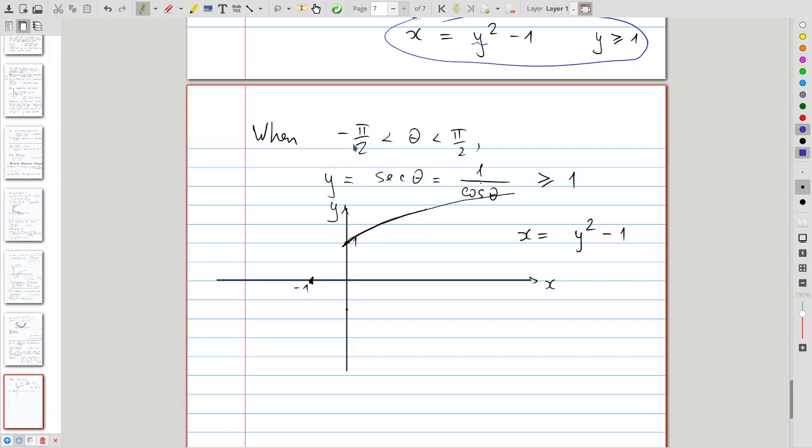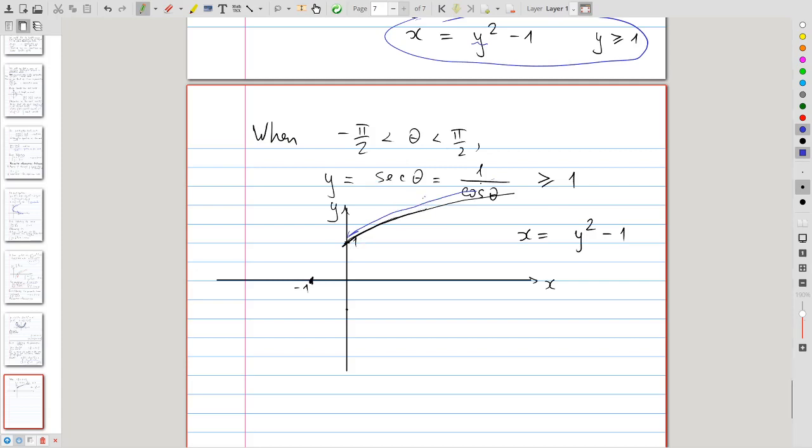Now, as theta grows from minus pi over 2 to 0, cosine of theta goes from 0 to 1. So cosine of 0 is 1. So cosine goes up to 1, and our particle moves towards this point here. When theta is 0, we have the value for y is 1 over cosine of 0, that's 1. And so this point here with coordinates 0, 1 corresponds to theta being equal to 0.